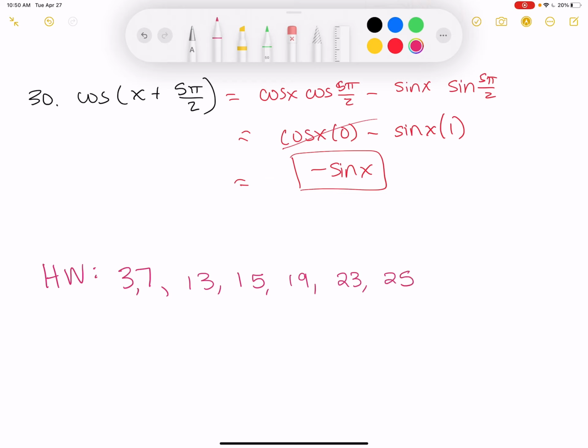Alright, so added on to what you got yesterday is 13, 15, 19, 23, and 25.